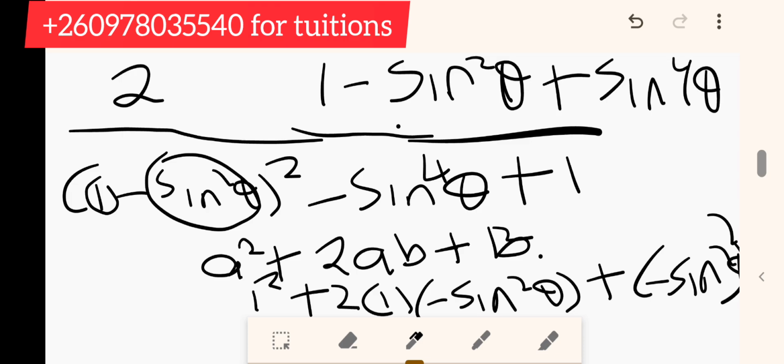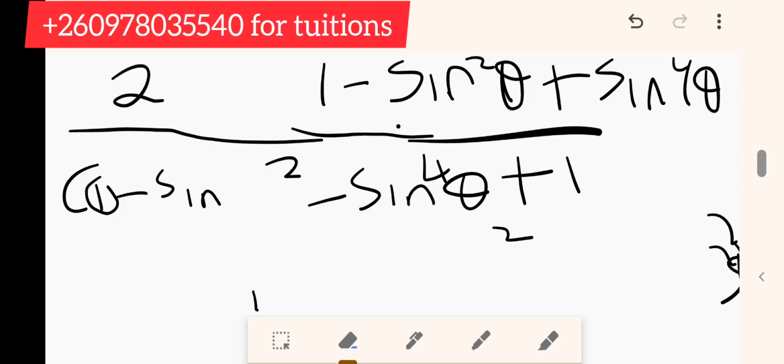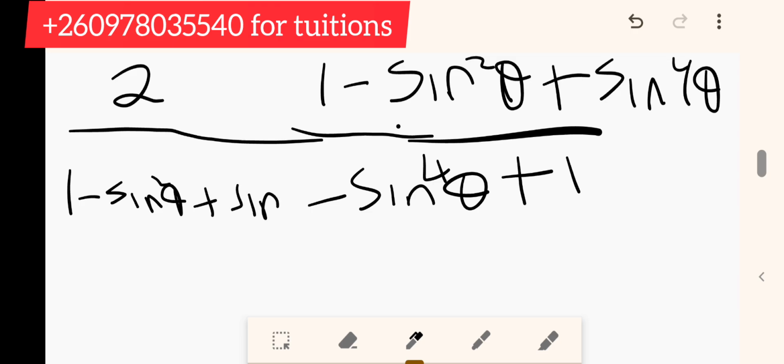So we have known what this is, right? Let us replace correctly and see what we're going to end up having. This part can be replaced with everything we've written down here. So we're going to replace with 1 minus sine squared theta plus sine to the power 4 theta.